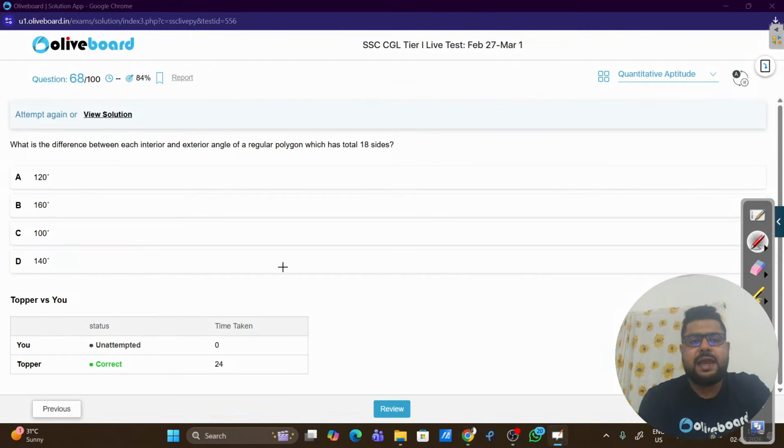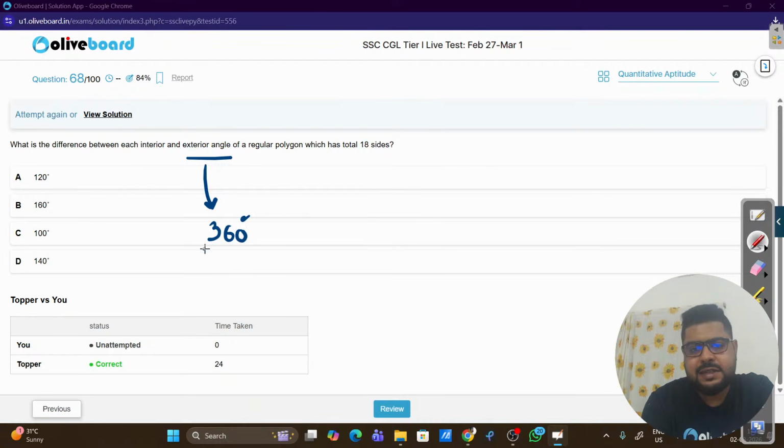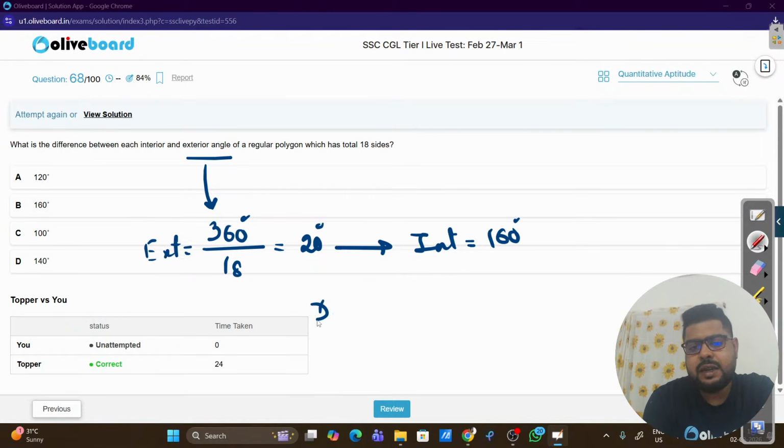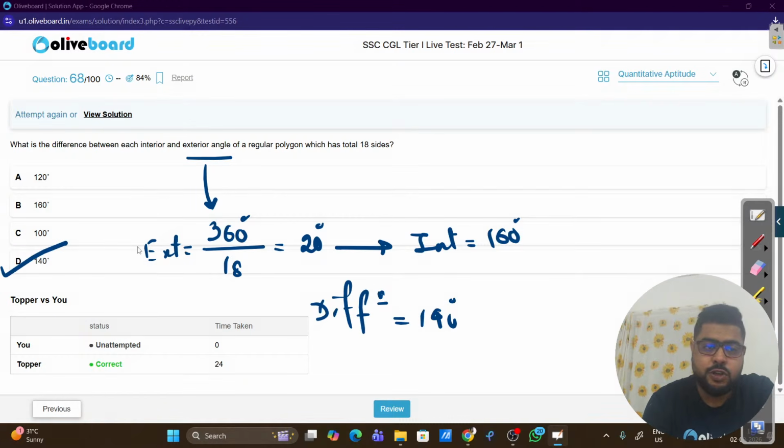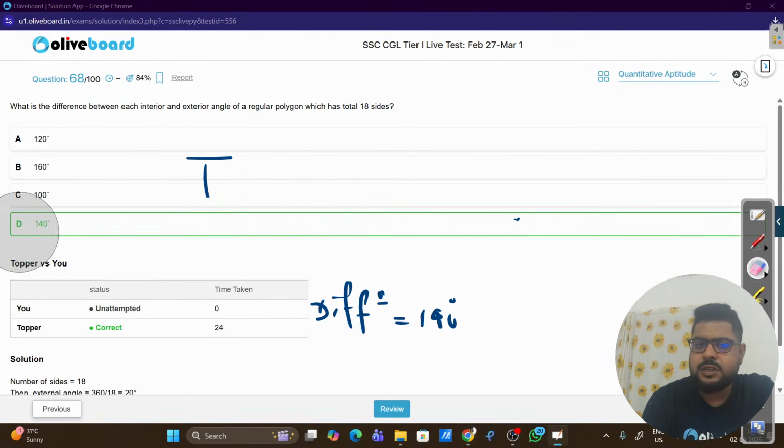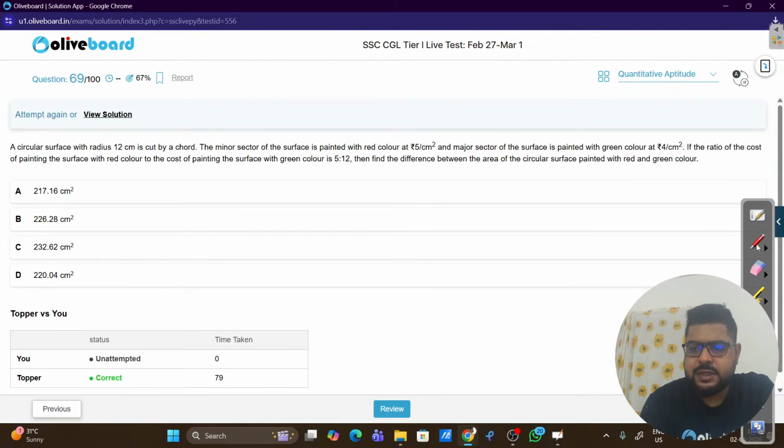Difference between exterior and interior angle. Sir, exterior angle is always easy to calculate because the sum is a constant, 360 degrees by 18. So that is 20 degrees. So interior will be 180 minus this, that is 160. This is exterior, this is interior. Difference will be 140 degrees. Again, it does not take you more than 10 seconds. Chalo, moving on. Next one, sir.